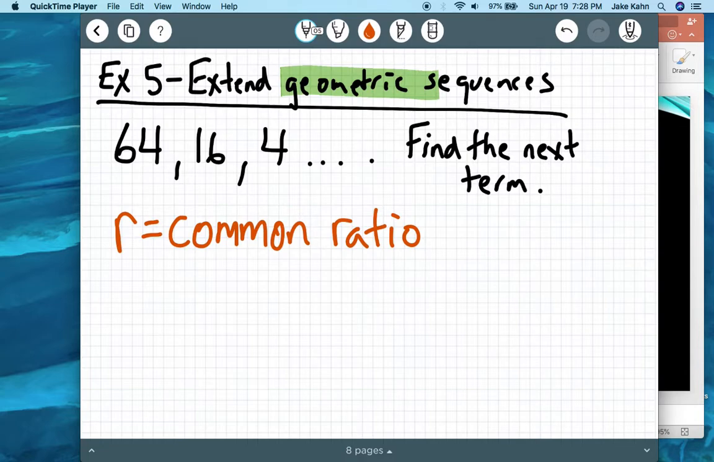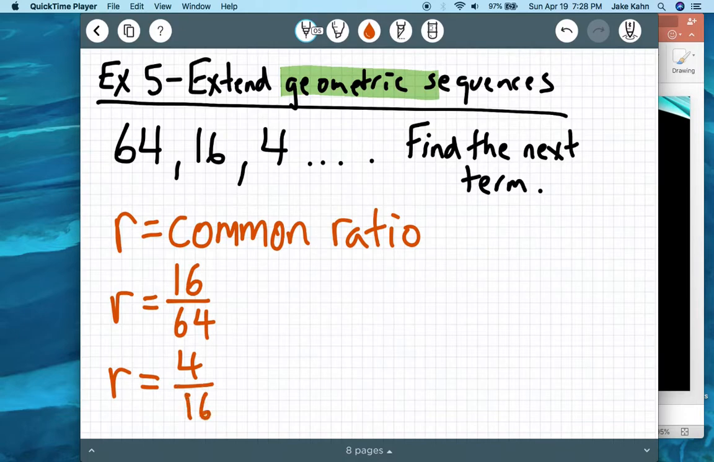R is equal to a term divided by the term that precedes it. So for this problem, R is equal to 16 divided by 64. Or it's equal to 4 divided by 16. Or if you had a longer list, you could do this for any number divided by the previous number. That's the common ratio. So here, what does this reduce to?